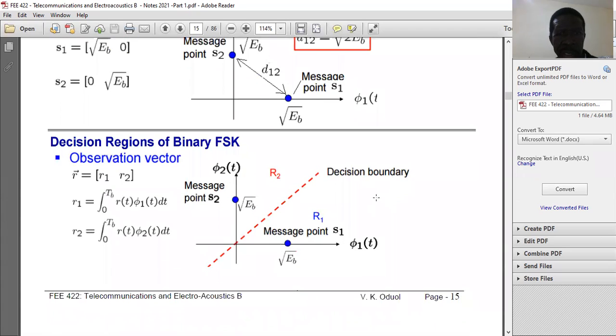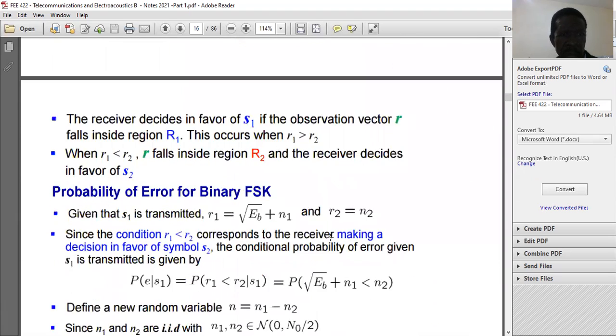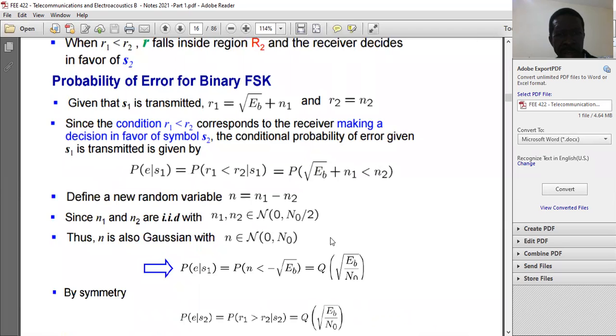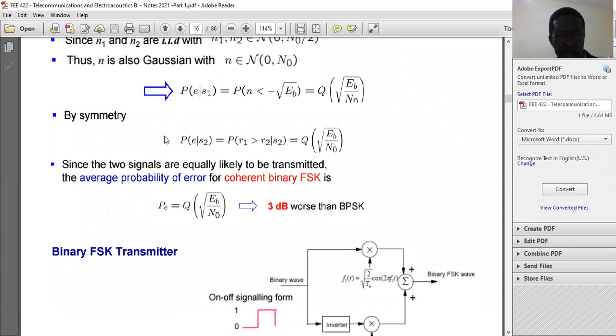So what is happening is that you draw the decision threshold to be this 45-degree line. And we're saying that anything above the line is with the message point S2, and anything below the line is with the message point S1. And the probability of error is now going to be a little bit larger. When you go through the mathematics there, the probability of error is now Q of the square root of Eb over N0. Previously, there was a 2 there. N0 is the underlying noise power density.